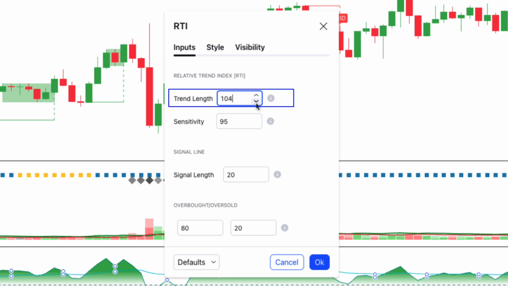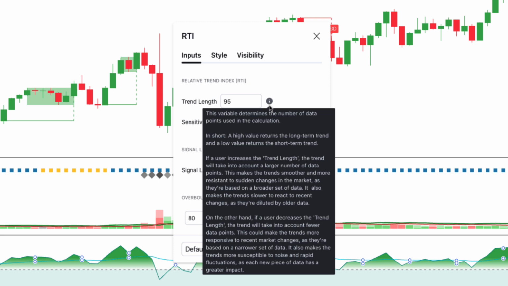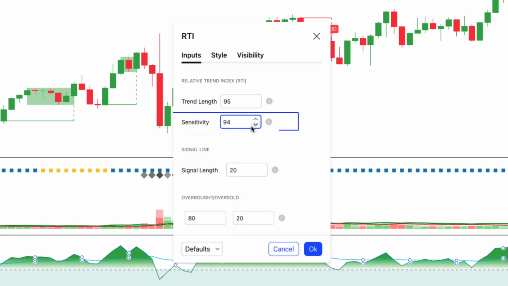However, it's worth noting that this setting might be less reactive to sudden market changes due to its extended focus. On the other hand, decreasing the trend data length is like zooming in on the most recent data, prioritizing short-term trends. It offers a rapid response to market changes but is more vulnerable to market noise and swift fluctuations. For swing traders, I recommend tuning this setting up to 105, while short-term traders might find better results by dialing it down to 95. The second parameter we need to consider is trend sensitivity.